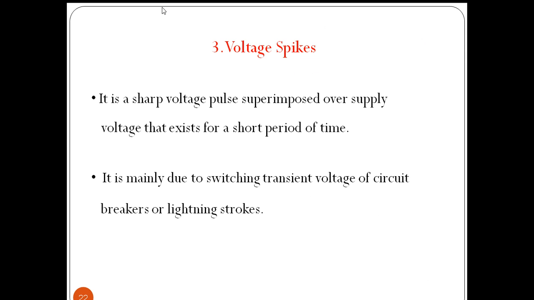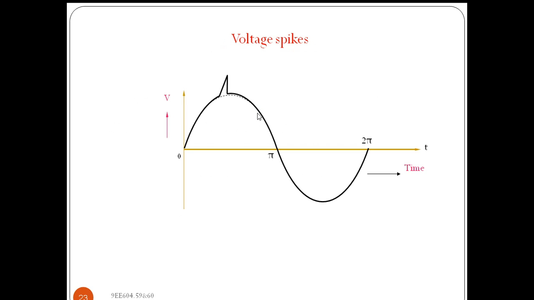Voltage spikes. It is a sharp voltage pulse superimposed over supply voltage that exists for a short period of time. In the diagram we will see a sharp voltage pulse superimposed over supply voltage. It is mainly due to switching transient voltage of the circuit breaker and lightning strokes. These switching transients and lightning strokes persist for a very small amount of time, causing sharp voltage pulses on the existing waveform.